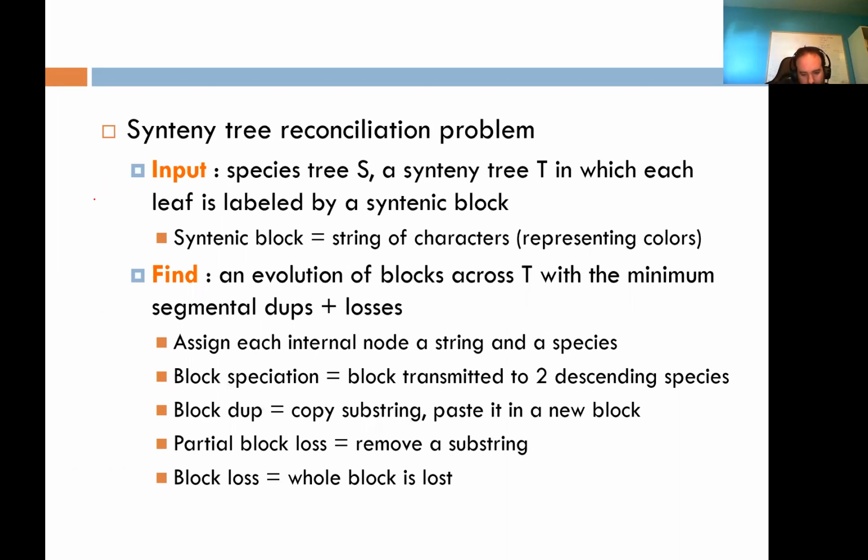But that's the problem. And when we tried to define syntenic tree reconciliation more formally, we had to define a whole range of new possible events. So what we defined is that a syntenic block is a string of characters, and each character represents a color or a gene family. You have to find the blocks at the internal nodes, the strings, and you have to find which species each ancestral block belongs to, and you have to find block speciation events, block duplication events, which can copy a partial substring or a whole substring. You have to infer partial block losses and whole block losses.